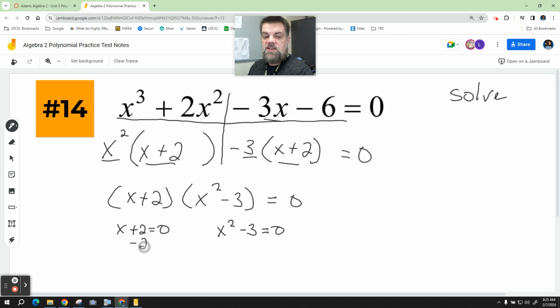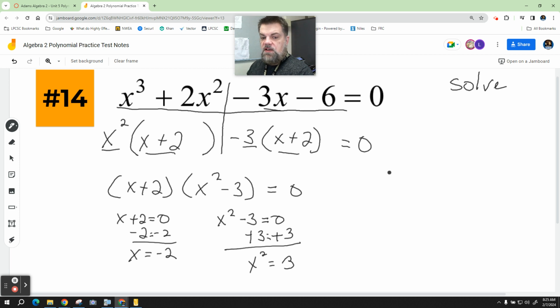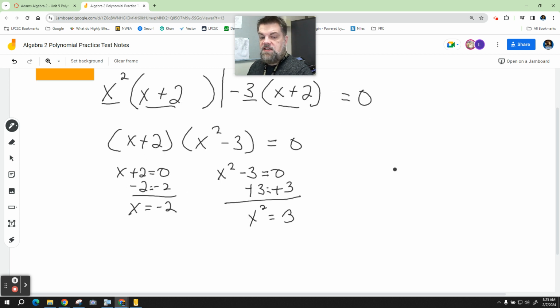So this one's pretty easy. I'm just going to subtract 2 from both sides, and I get x equals negative 2. This one I'm going to have to add 3 to both sides, and I get x squared equals positive 3. Now, I need to know what x is, so I'm going to have to take the square root of x squared to get just the x.